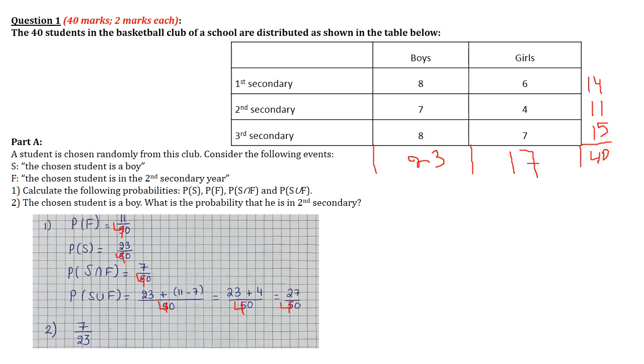Now number 2, the chosen student is a boy. When they say the chosen student is a boy, and a full stop, it means now the total is the total number of boys, which is 23. What's the probability that he is in the second secondary? So it's 7 over 23.